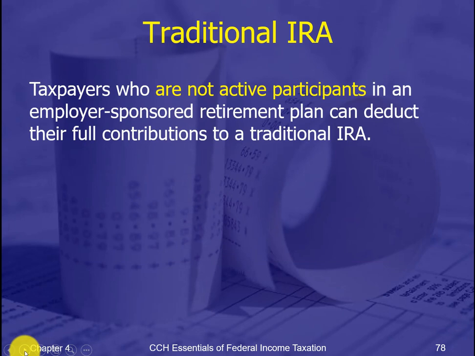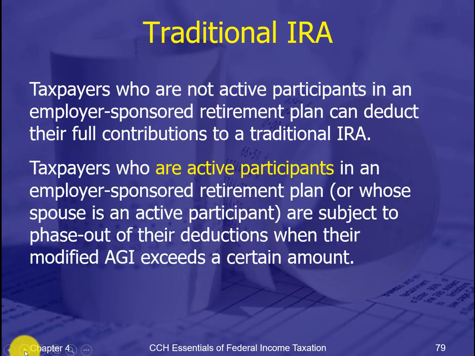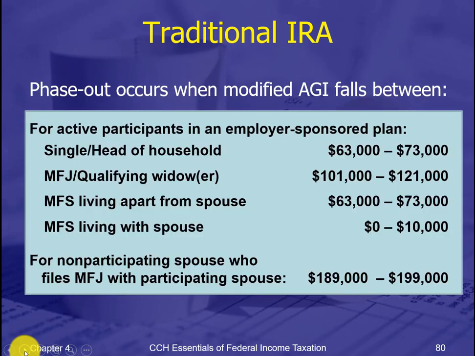Okay? Now, if you're not an active participant in an employer-sponsored retirement plan, you get to do the full amount. So if you don't have a 401k or some other retirement plan at work, then you get to use the regular IRA to the maximum. If you are active as a participant, or your spouse is, then you have some limits. Okay? So here is the phase out if you participate.